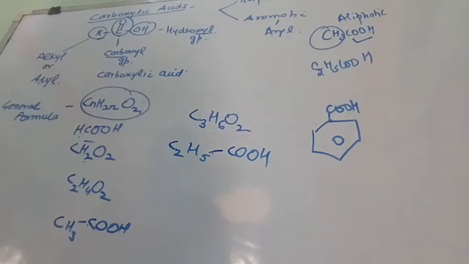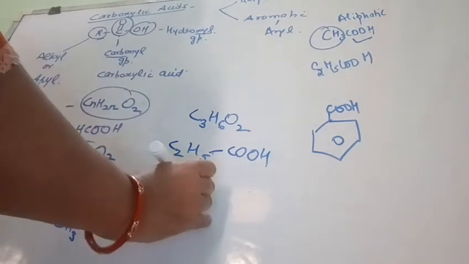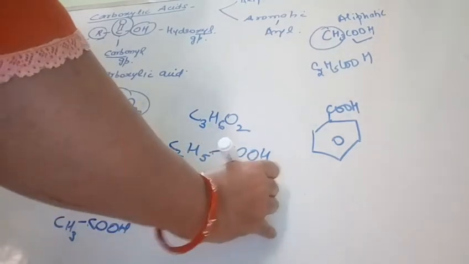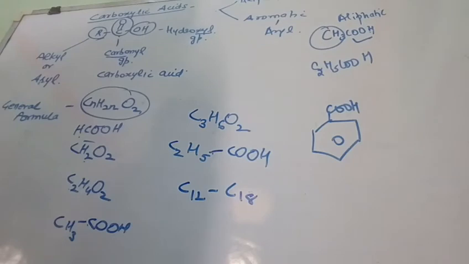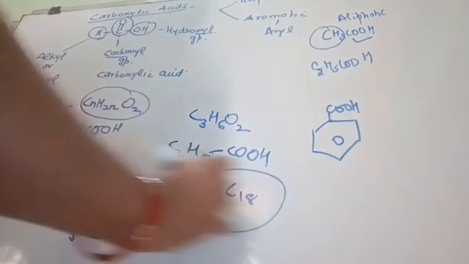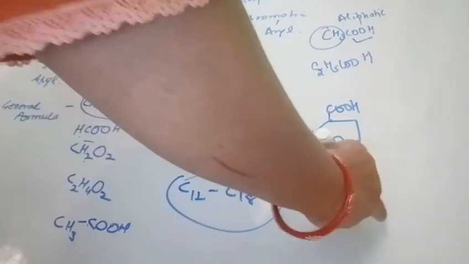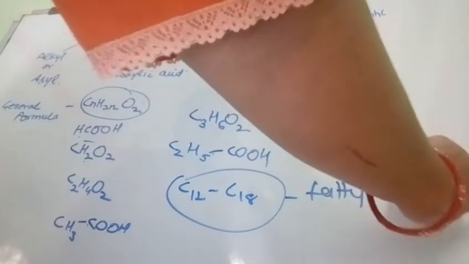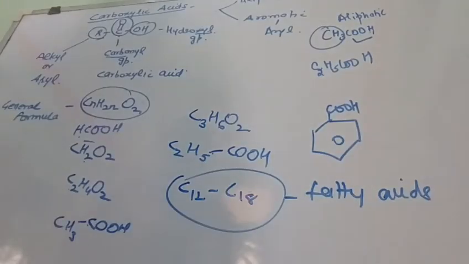Now let us come to the nomenclature of carboxylic acid. One more thing, if your carboxylic acid contains C12 to C18 carbons, then these carboxylic acids are known as fatty acids. What are they known as? Fatty acids, which are present in the plants or animal natural fat. That is, the esters are made up of fatty acids.